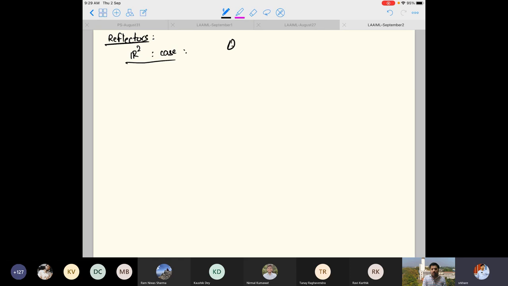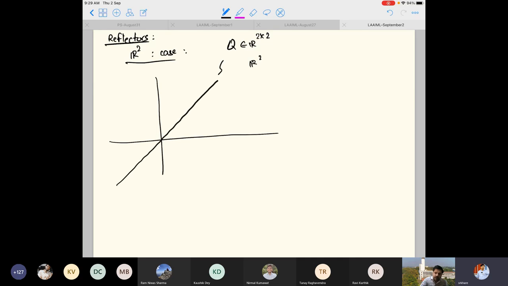The matrix that we want to construct will be a matrix of size 2 by 2, and we want to construct the orthogonal matrix. So what are we going to look at? This is my R2 space, and I start with a line which is passing through the origin. This is the line L, a line passing through the origin.